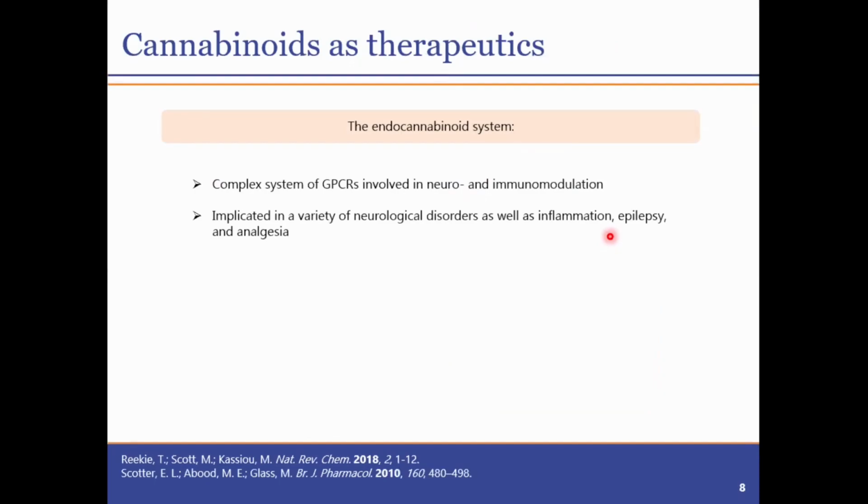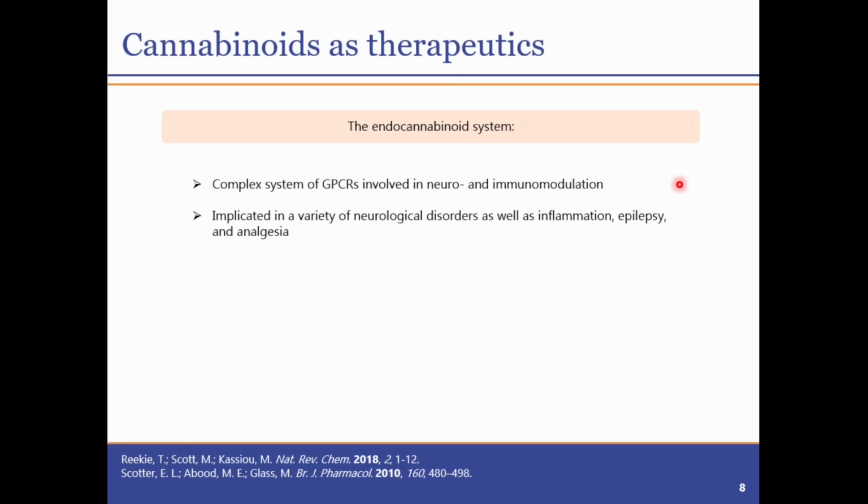And the reason that we're interested in this is because cannabinoids are really interesting for therapeutic use, as I've mentioned. That's because they act on the endocannabinoid system, and this is a fairly newly identified biological system. It involves a complex system of G-protein-coupled receptors that are involved in neuro and immunomodulation. So the cannabinoid receptors are primarily located in the central nervous system and the peripheral nervous system, and it's implicated in a variety of neurological disorders, as well as inflammation, epilepsy, and analgesia.